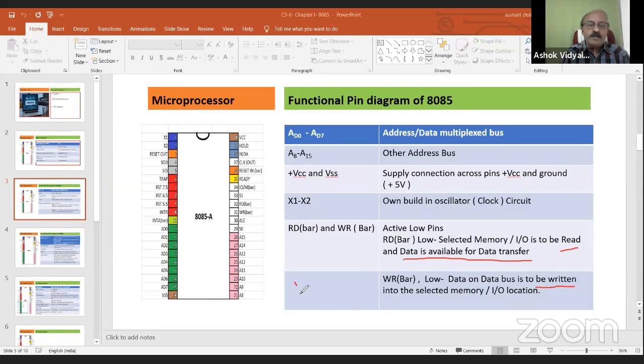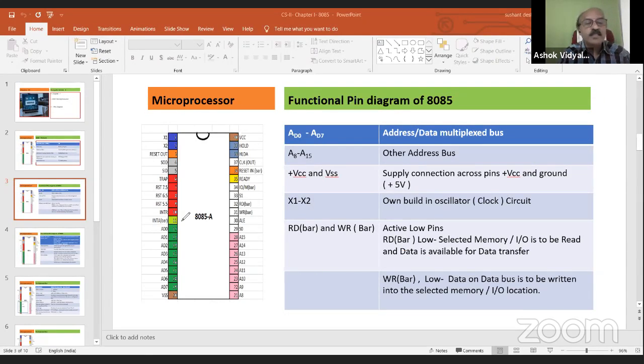So when we want to do the write function, this WR bar should be low. And when we want to do the read operation, the RD bar will be low. This indicates which operation the microprocessor wants to perform, whether it is a read operation or a write operation.